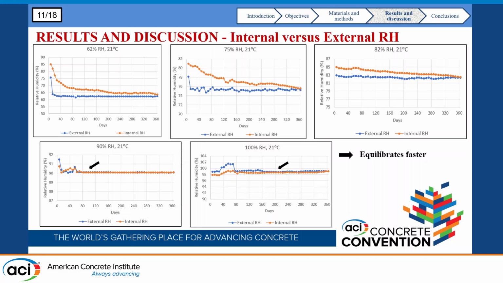As shown, the internal relative humidity at 90 and 100% equilibrates faster as compared to those stored at 82% relative humidity. However, the 62% and 82% relative humidity fail to equilibrate throughout the duration of the experiment. So this result shows that even at a low ambient relative humidity, the internal moisture in concrete could be sufficient enough to initiate or sustain alkali silica reaction.